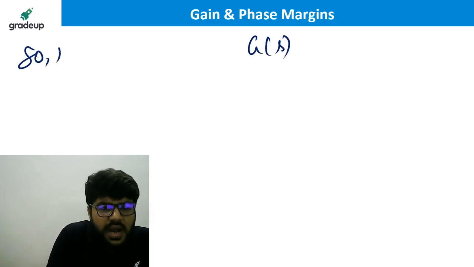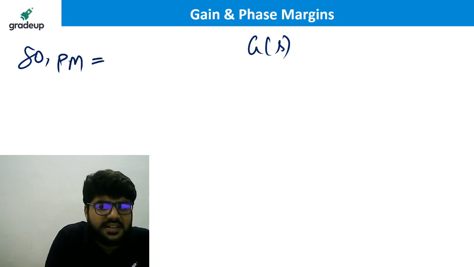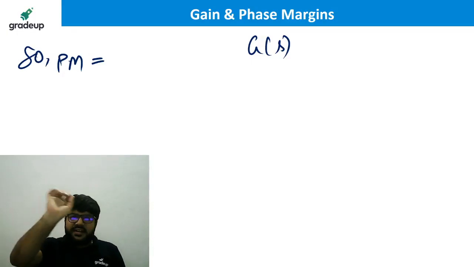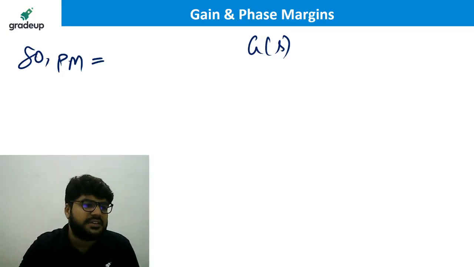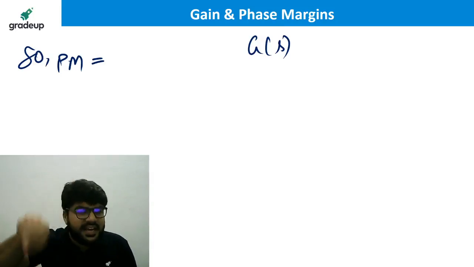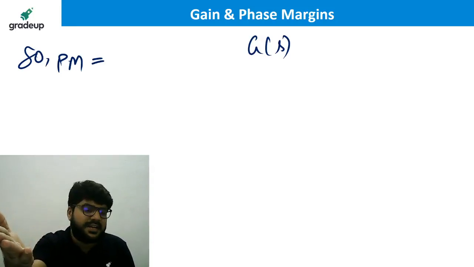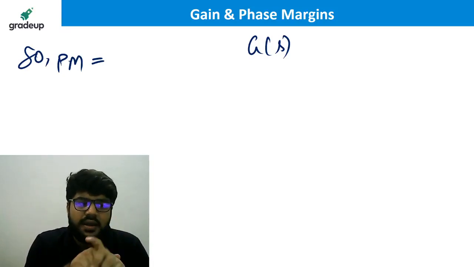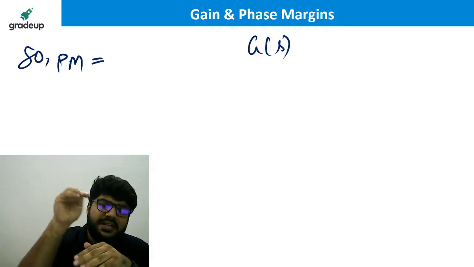how much phase can be changed? By what margin can you change the phase of the system so that it reaches -1, 0, the point of instability? So how can you change it? How much can you change it? Change it as much as you want. It is never going to intersect the unit circle.